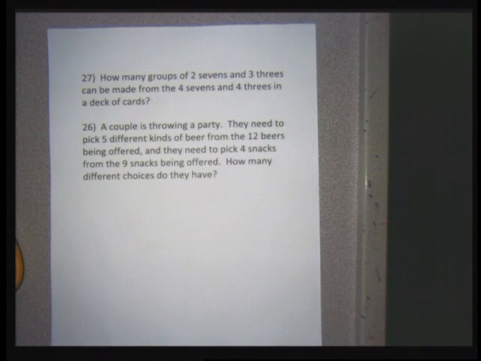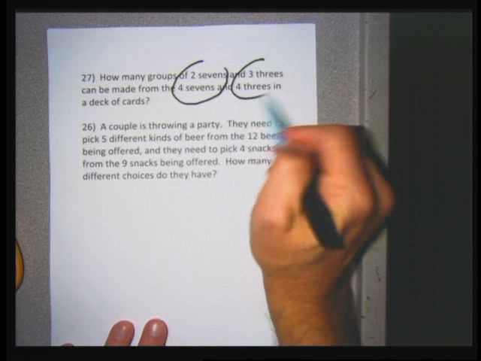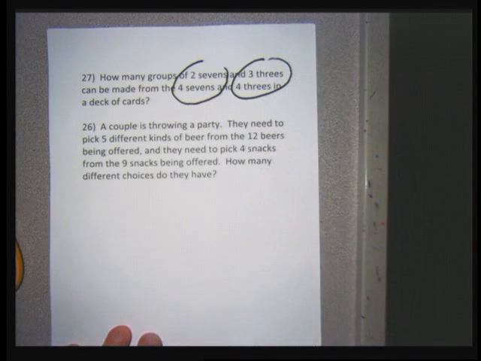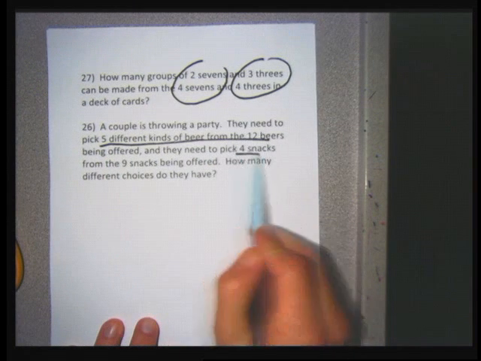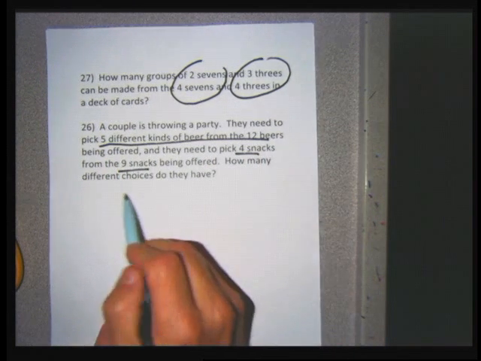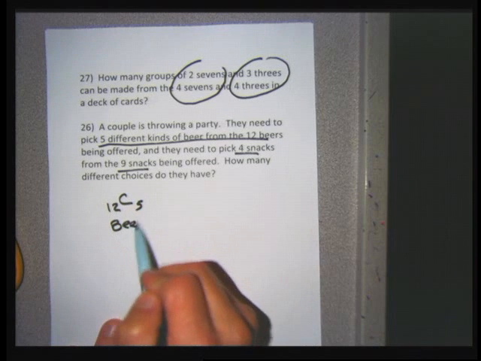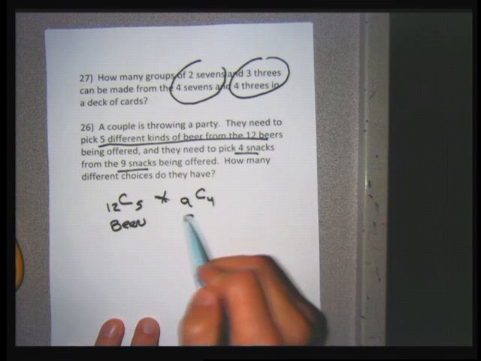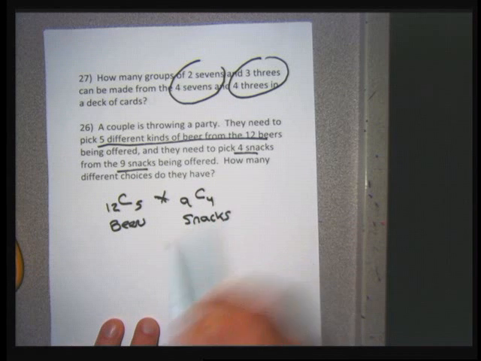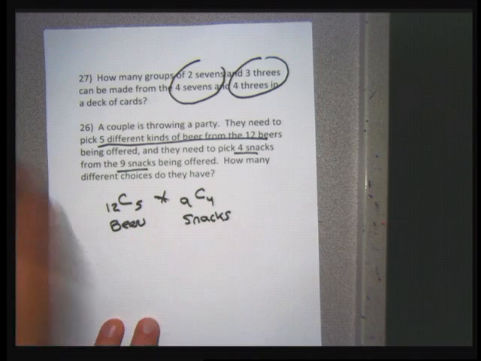For 26, so for your problem in 27, you want to get 2 of the 4 7s and 3 of the 4 3s. Those are kind of your combinations. For my problem, I need to get 5 of the 12 beers and 4 of the 9 snacks. So for the beers, it's 12 choose 5. And for the snacks, I need to get 4 of the 9 snacks. Again, these are all combination problems because I'm assuming the order that I pick the beers in doesn't matter, just the fact that the beer gets picked is important.